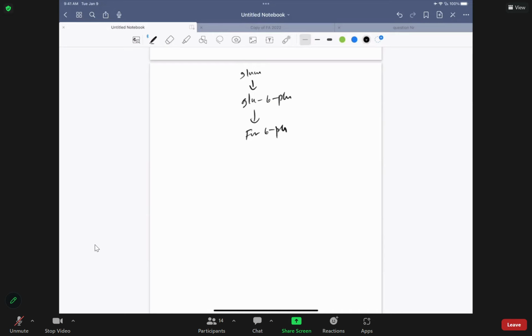To go from glucose to glucose 6-phosphate. Do you want the enzymes or? No, you don't need the enzyme. Go to the steps. Okay, fructose 1,6-bisphosphate after. And then after that, you do your you got.